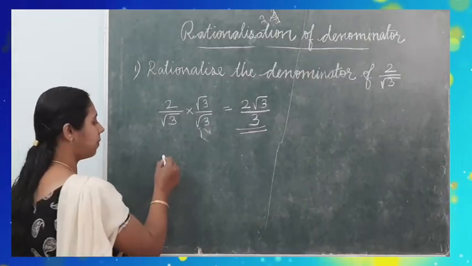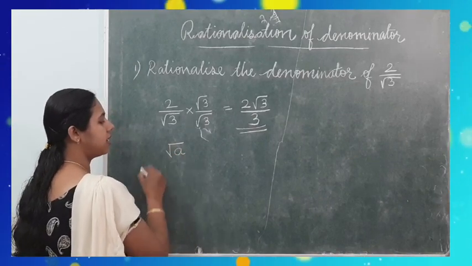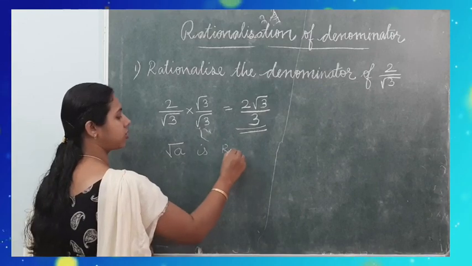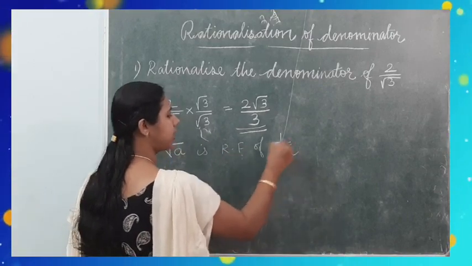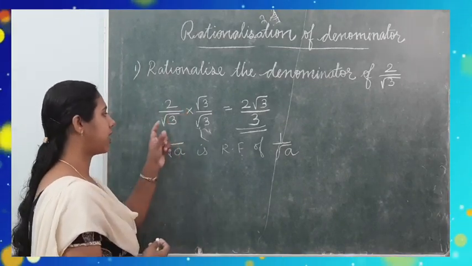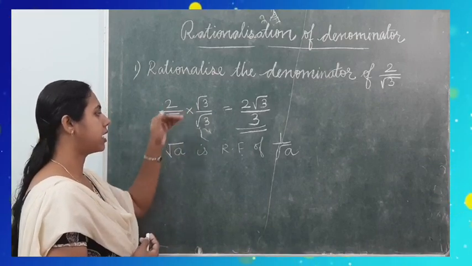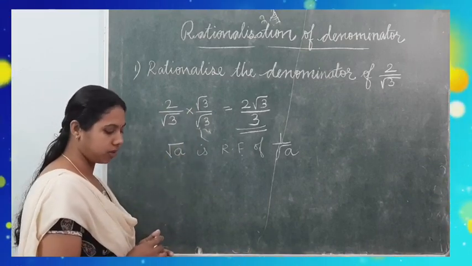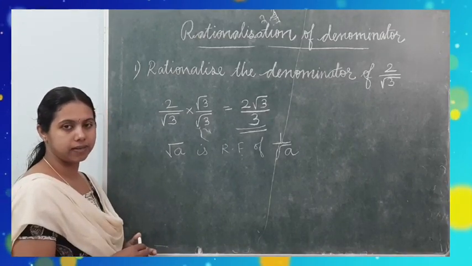So from this example it's clear that root a is the rationalizing factor of 1 by root a. So here the rationalizing factor of 1 by root 3 is root 3. So we are multiplying numerator and denominator by root 3. So we will get 2 root 3 by 3.